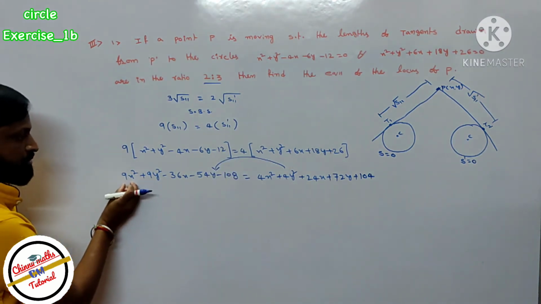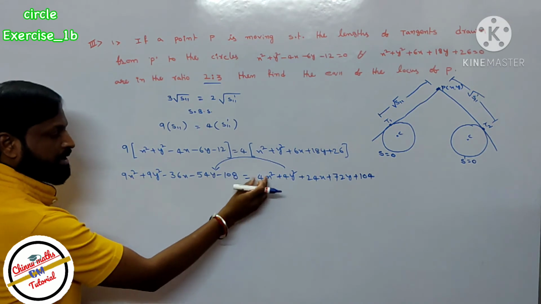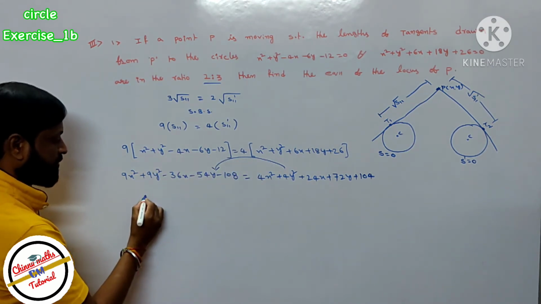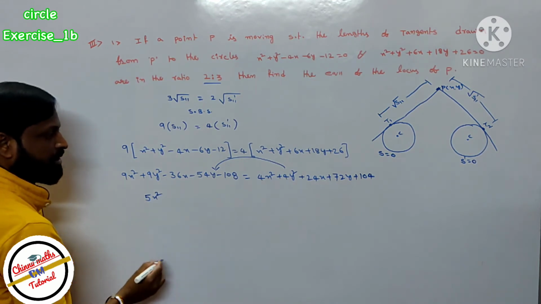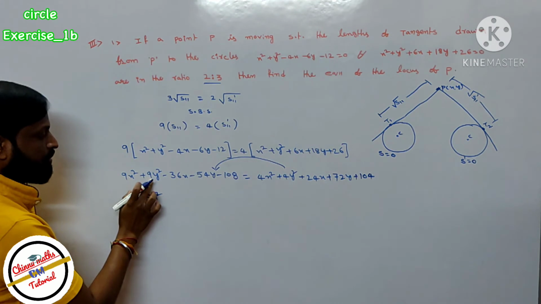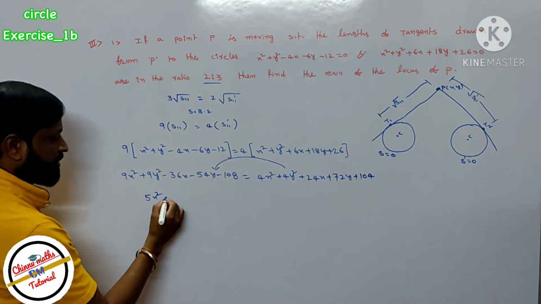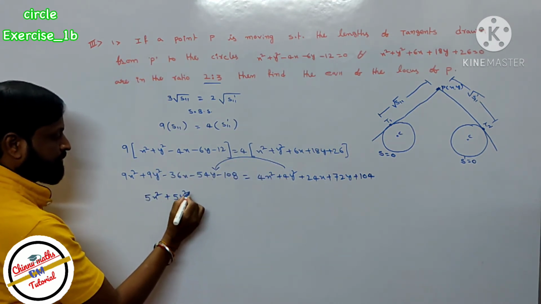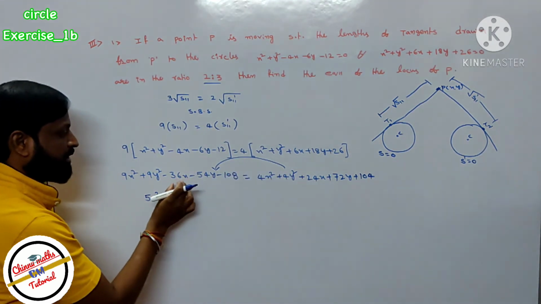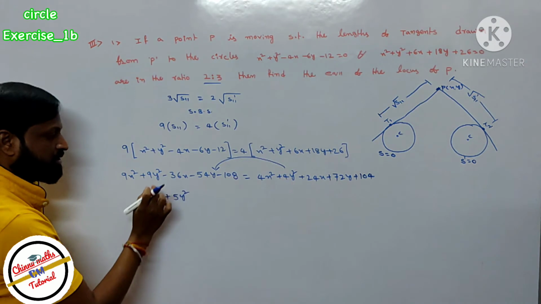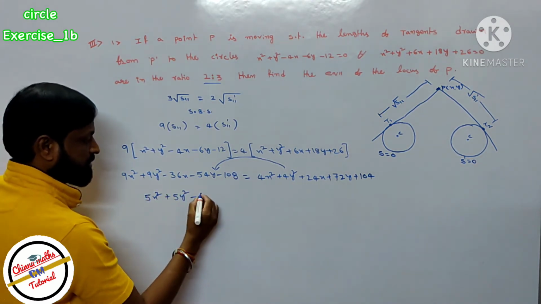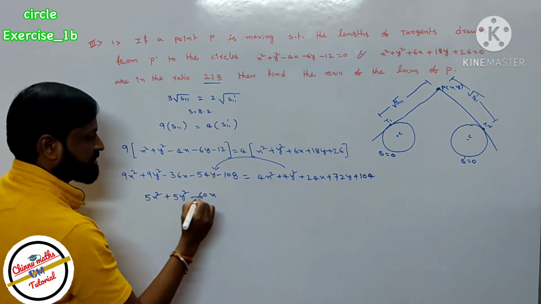So 9x square, 4x square can be written here as minus 4x square. 9x square minus 4x square equals 5x square. Similarly, 4y square can be written here, so 9y square minus 4y square equals 5y square. After that, the x values: plus 24x can be written here as minus 24x. Minus 24x means minus 24 minus 36, that is equal to minus 60x.